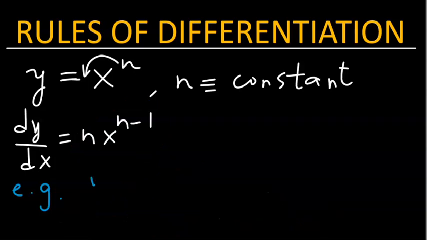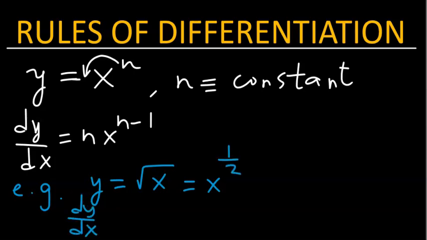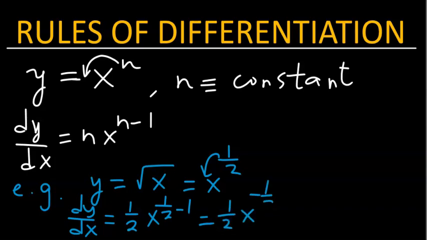The same can be done for this function, square root of x. Square root of x is quite simply x to the power half. So dy dx is quite simply bringing the half in front and reducing the power of original x by 1. You get half x to the power minus half, which is 1 over 2 square root x in the denominator.